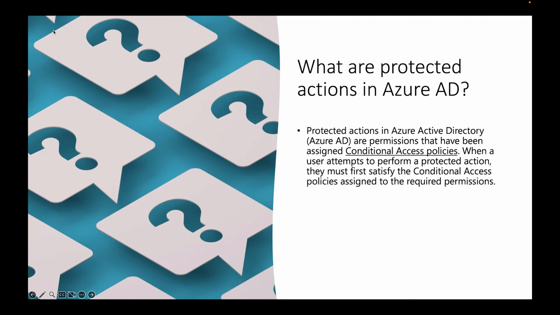So what are protected actions in Azure Active Directory? Protected actions in Azure Active Directory are permissions that have been assigned to conditional access policies. When a user attempts to perform a protected action, they must first satisfy the conditional access policies assigned to the required permissions.